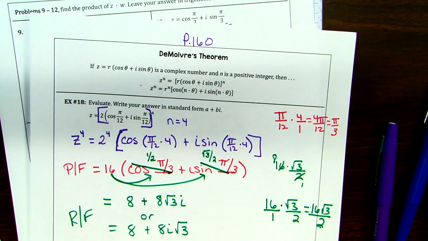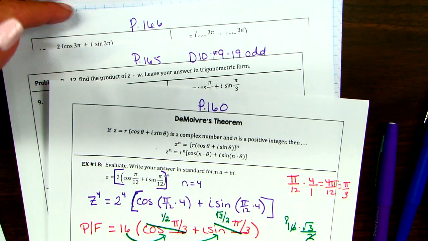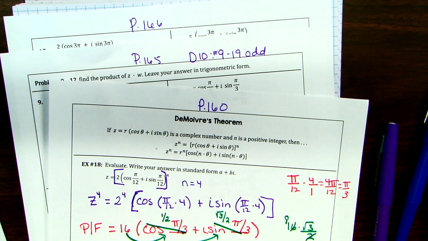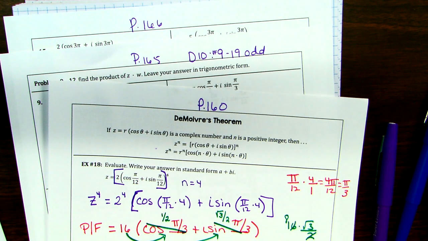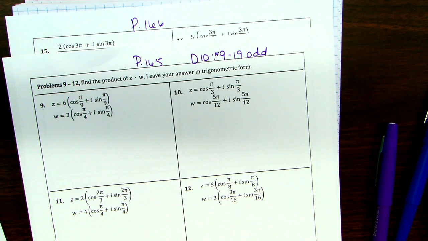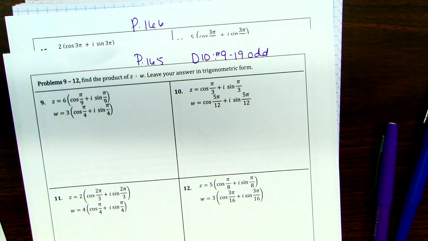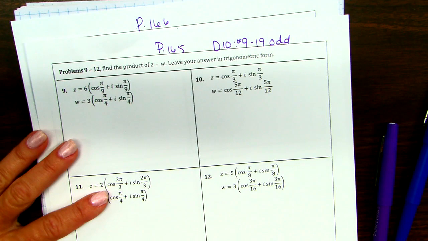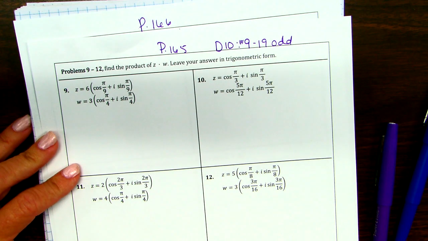All right. Page 165 and then 166. Again, I just gave you the odds to do. If you want to do more, of course you can. I'll start with you.